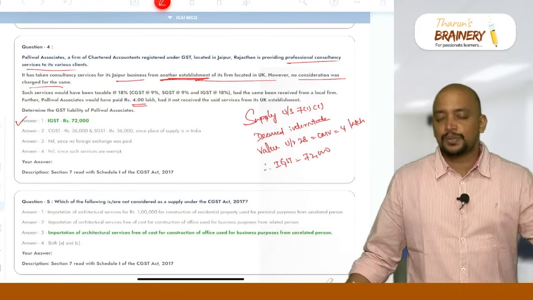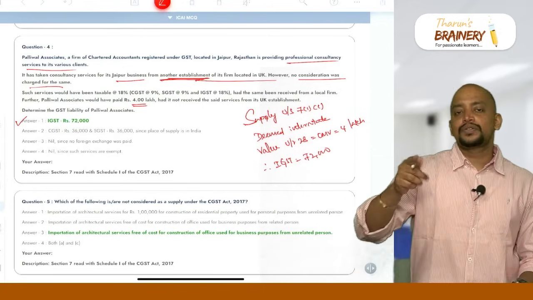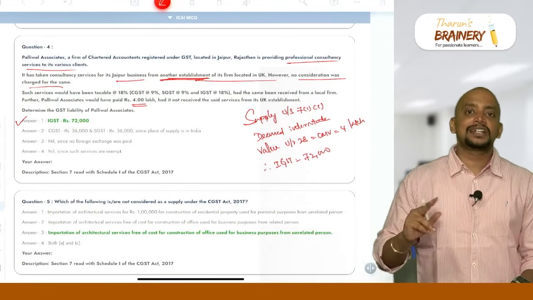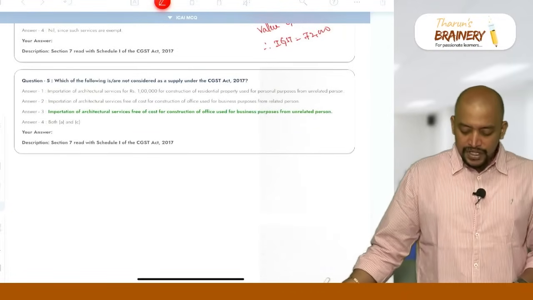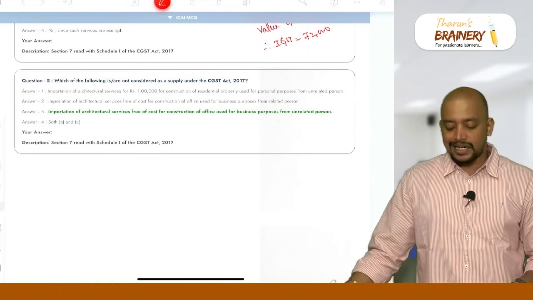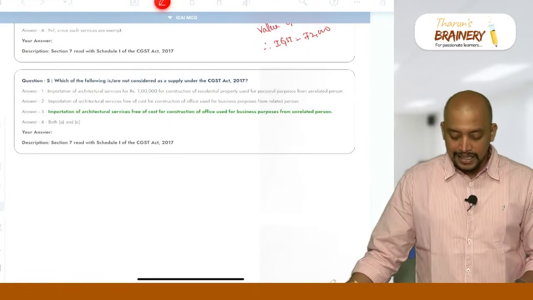So that is, an establishment outside India is a distinct person. So Rule 28 is applicable in case of transaction between related parties or between distinct persons. Then question number 5, which of the following is or are not considered as supply under CGST Act?